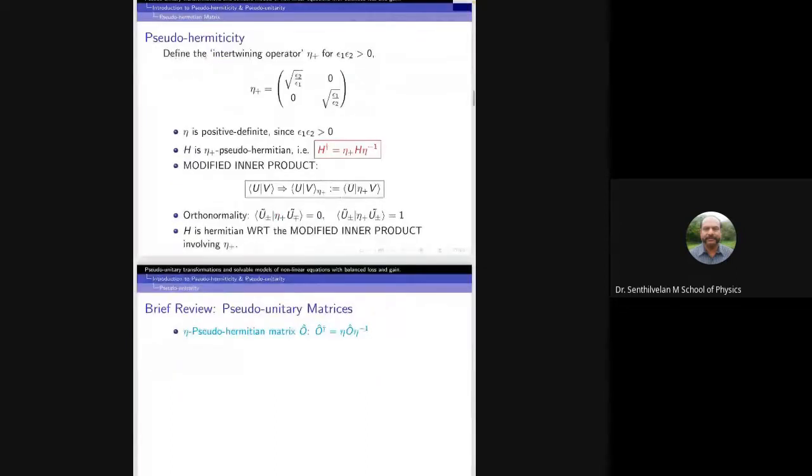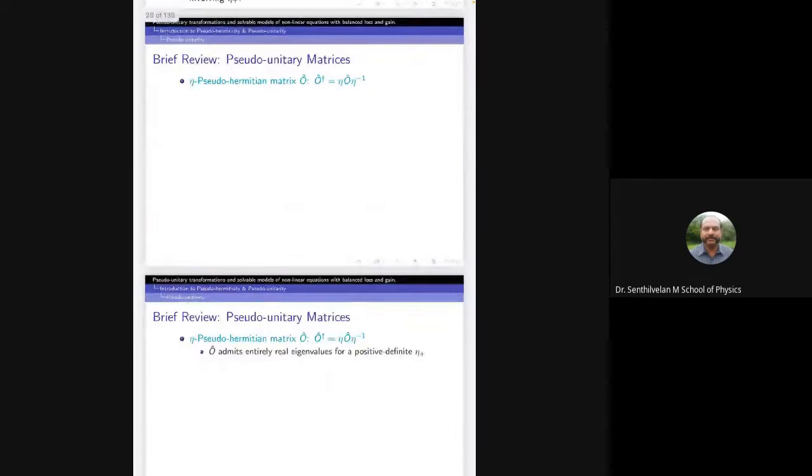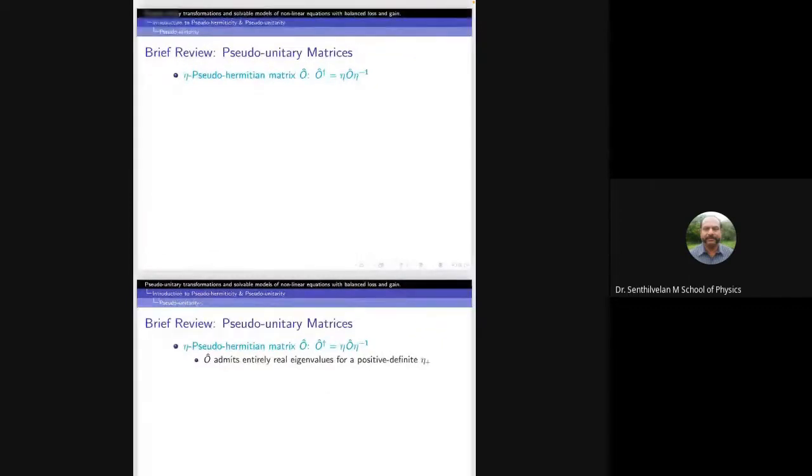Now, a brief overview of pseudo-unitary matrices. Of course, at the very beginning, I gave some example in terms of a very simple 2 plus 2 matrix. Now, I generalize it in terms of some operator notation, and I rewrite the pseudo-Hermitian matrix O. When I call an operator O eta pseudo-Hermitian, this relation is satisfied: the adjoint of that operator O is related to O through a similarity transformation. The similarity operator is eta, eta O eta inverse. Note that if eta is the identity operator, its inverse is also the identity operator. Basically, you get back the standard relation that O dagger is equal to O, right?